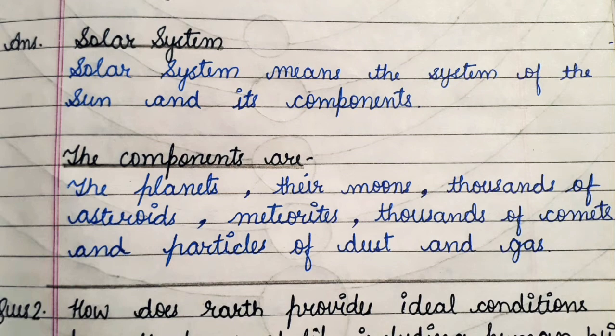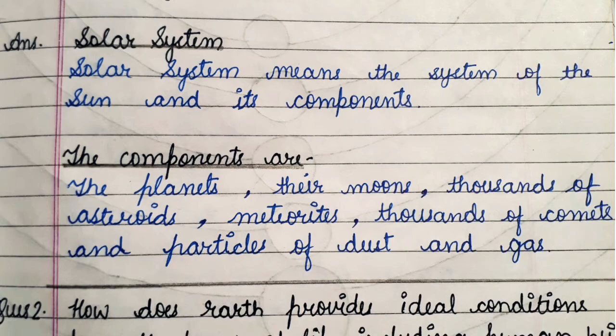In the first question we had to tell about the solar system and its components, meaning what it consists of. The definition of the solar system is the system of the sun and its components. The components of the solar system are the planets, their moons, thousands of asteroids, meteorites, thousands of comets and particles of dust and gas. So these are the things that the solar system consists of. Okay friends, I hope it is clear.